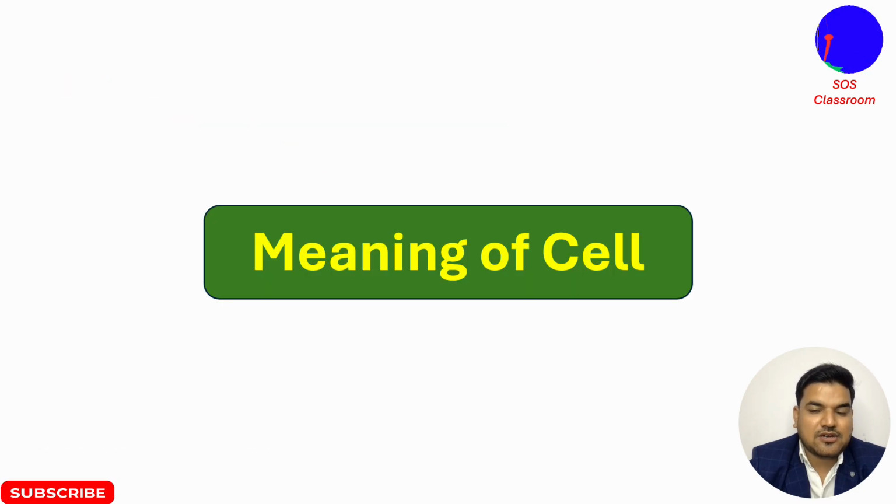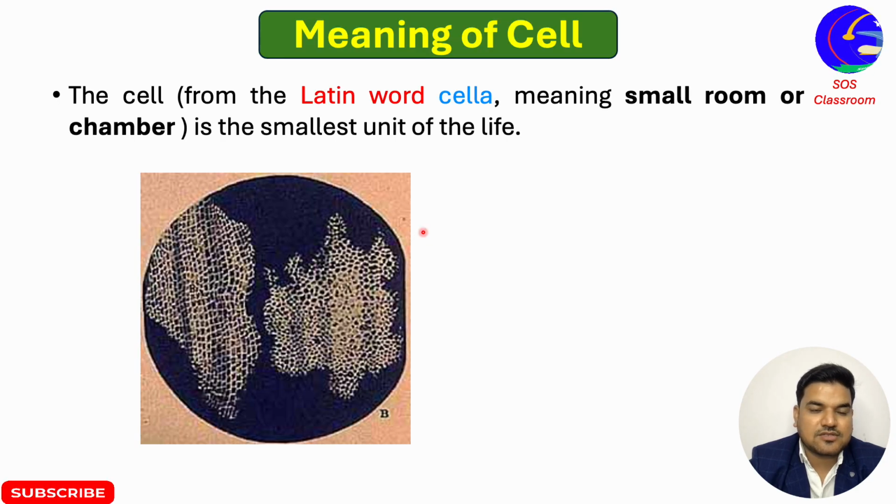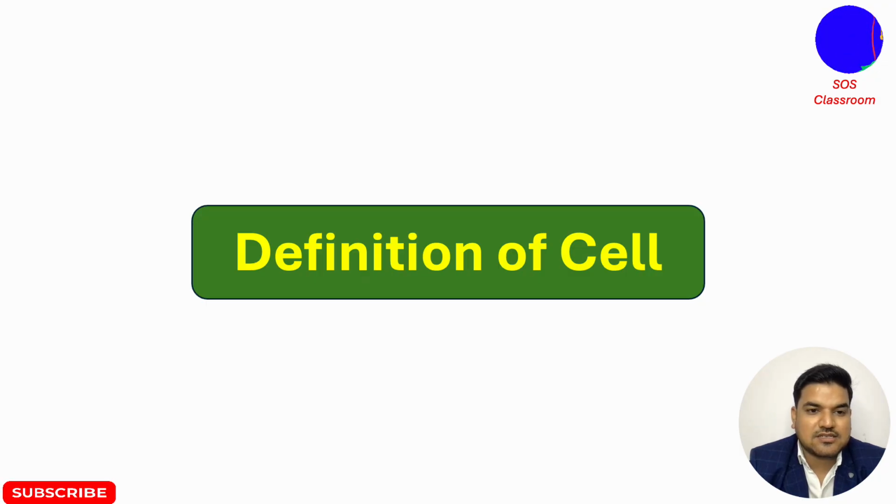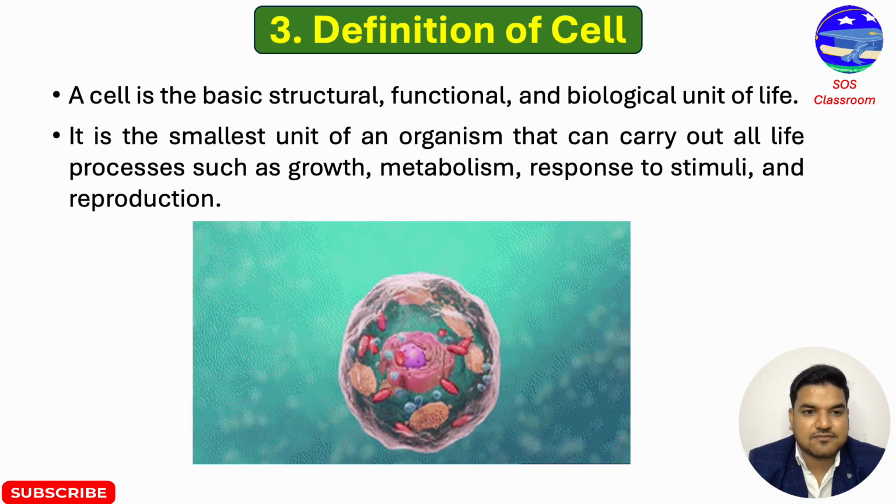Next, we'll discuss the meaning of the cell. The word cell comes from the Latin word cella. Cella means a small room or chamber. You can see these are very small rooms, or we can say chambers. So this is the smallest unit of life.